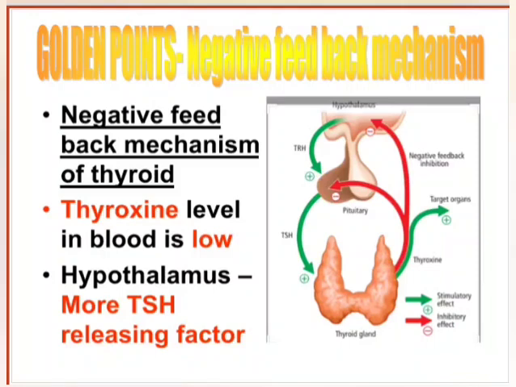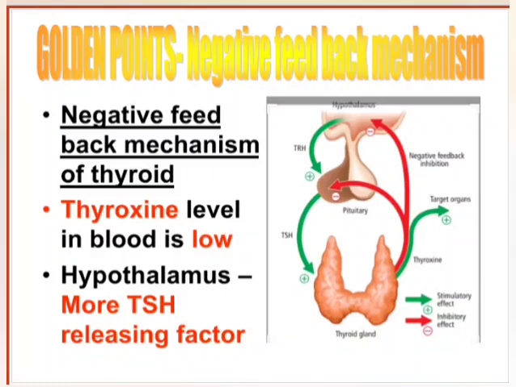Come, let us see in a detailed manner. Look at the green color part. First, the hypothalamus secretes TSH releasing factor. TSH means thyroid stimulating hormone. The releasing factor stimulates the pituitary gland. So the pituitary gland secretes TSH, thyroid stimulating hormone. That TSH stimulates the thyroid gland to secrete the thyroxine hormone.